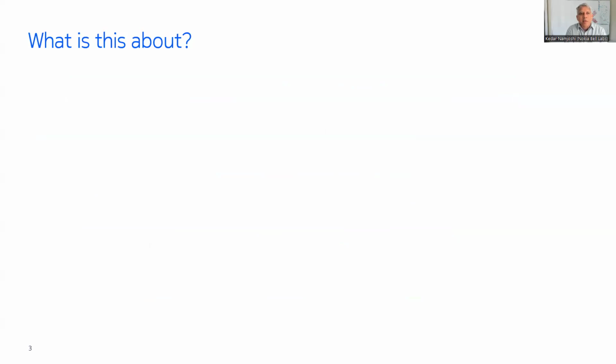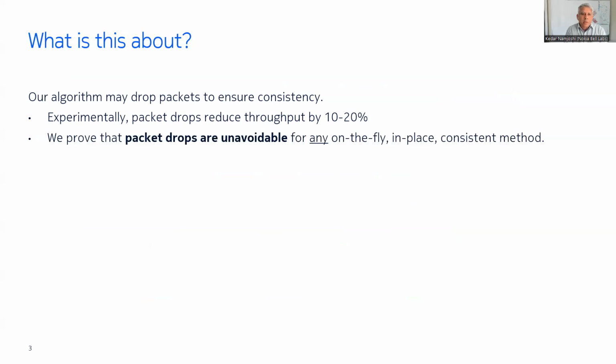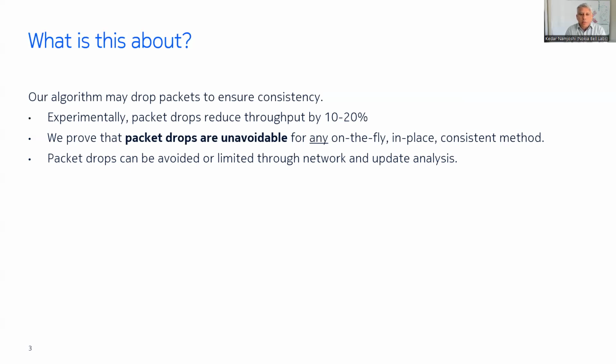But there is a but. The algorithm may drop packets, and it does so only if accepting the packet would violate consistency. Experimentally, we see that packet drops reduce throughput by 10 to 20%. Interestingly, we can show that packet drops are unavoidable for any update method that has all these three properties. So we can't reduce the 10 to 20% down to 0, but what we can do is either avoid drops or limit packet drops through some amount of lightweight network and update analysis. And this is very much an active topic of research.